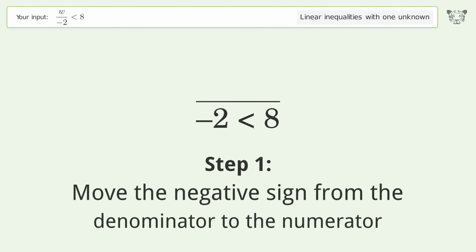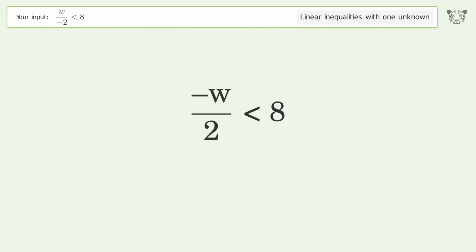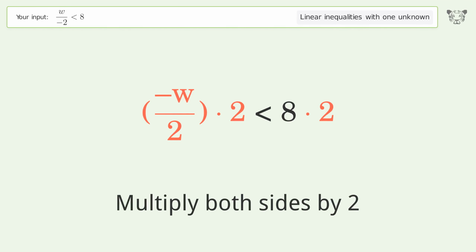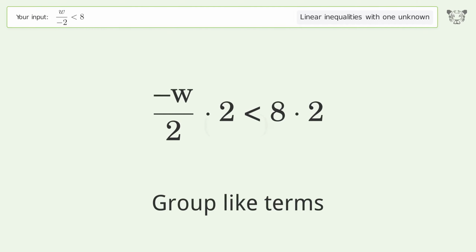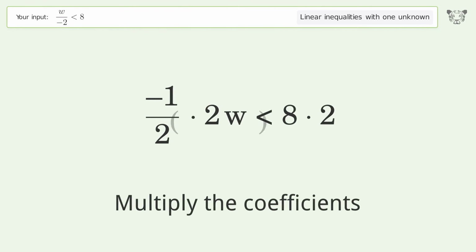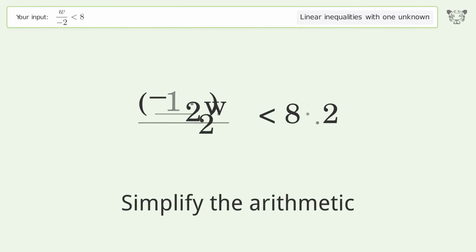Move the negative sign from the denominator to the numerator. Isolate the w. Multiply both sides by 2. Group like terms. Multiply the coefficients. Simplify the arithmetic.